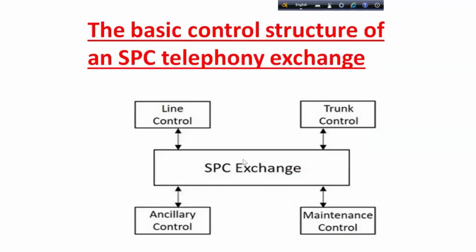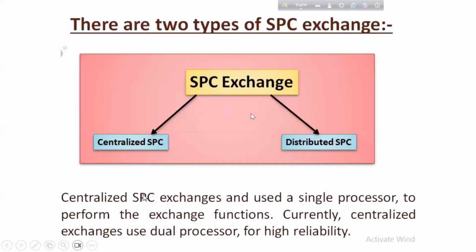So in an SPC telephony exchange, it can control the trunk control. It is also connected with the line control, the ancillary control, and the maintenance control. So all these functions are actually controlled by the SPC exchange. Now, the SPC exchange can be classified into centralized SPC and distributed SPC.